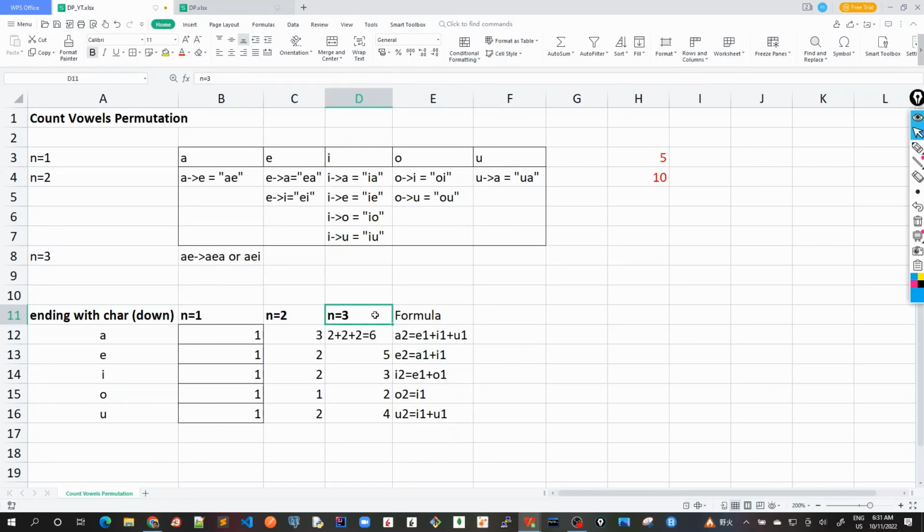So guys, this was all about the bottom-up dynamic programming approach. We will solve this using exactly the same approach and formula that we have developed here, in our next video in Java, and submit it on LeetCode.